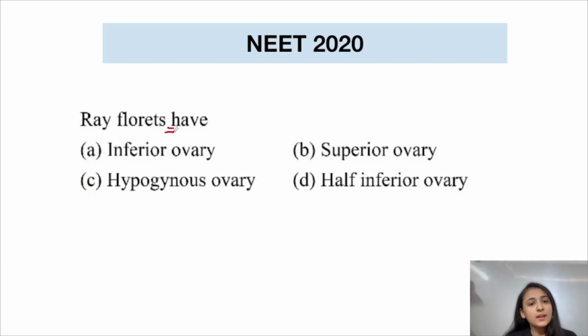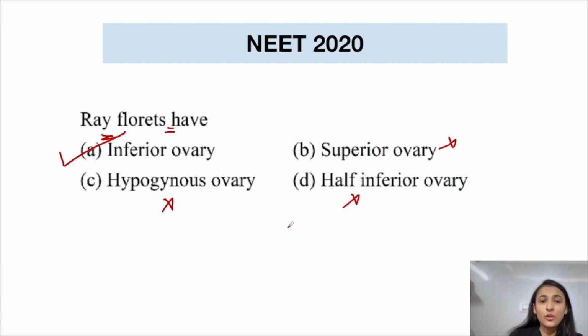So ray florets, as we all know, we studied it in the epigynous condition. Epigynous condition means that the ovary is inferior. So ray florets and disc florets are two kinds of flowers which are present in a sunflower. A sunflower is not a flower, it is an inflorescence which is made up of numerous flowers which are called florets. So ray florets have inferior ovary, that is, epigynous condition is seen in ray florets. So the correct answer is option number A. Options B, C and D are incorrect.